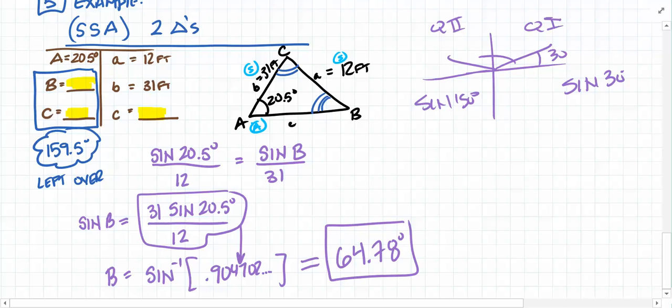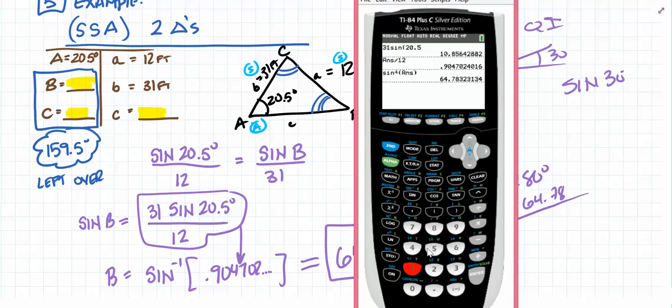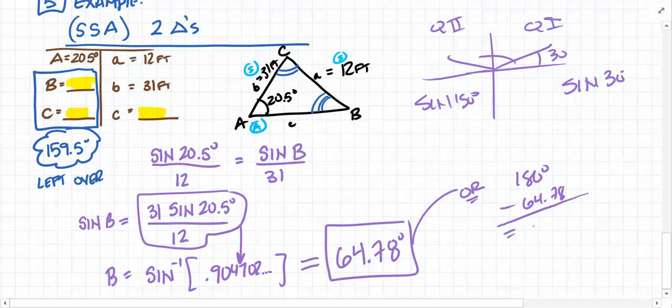So here's the deal. This is what everybody always forgets. The other angle is 180 degrees minus 64.78. In the calculator, just go 180 minus second answer, so you can take advantage of that, and you get 115.22 degrees to 2 decimal places. So check it out. There are 2 angles in the world whose sine is exactly 0.90470 and so on.